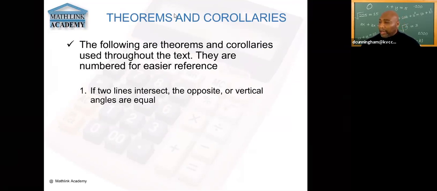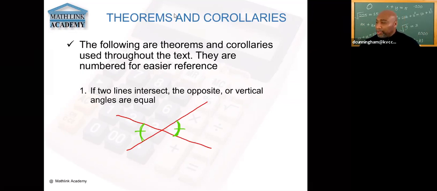So let me see if I can give an example of what I mean. Here's a line here, and here's another line. And what this theorem is basically telling us is that this angle and this angle, vertical angles, are opposite each other. So we have two lines that intersect, and the angles on opposite sides, the vertical angles, are equal.